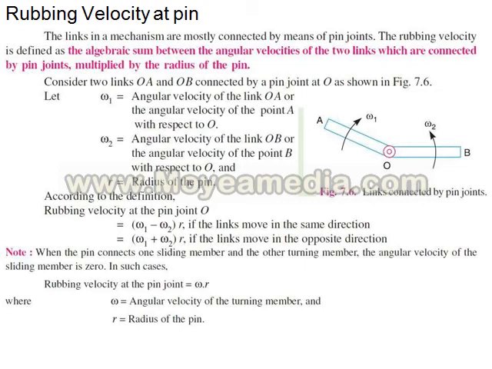Rubbing velocity. When two link elements are joined by a kinematic joint, there is some rubbing over it. So how do we find it? The rubbing velocity at the point O is omega 1 minus omega 2. Omega 1 is the angular velocity of A, omega 2 is the angular velocity of B. Then the relative rubbing velocity is (omega 1 minus omega 2) times R, where R is the radius. This way we can find the rubbing velocity.